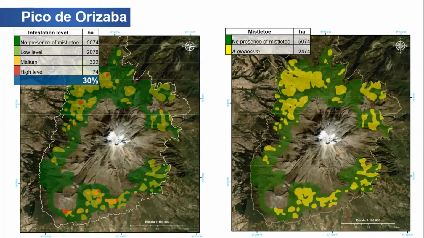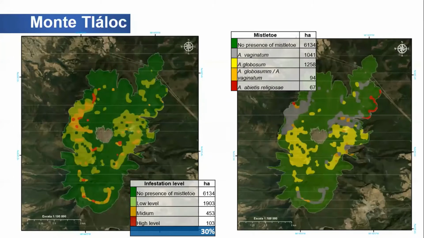Okay, sorry. And continue. Pico de Orizaba close to 30%. But I was talking about the organized crime because in some places it's not possible to work, because the forest now here in Mexico, or in some natural protected areas, is controlled by organized crime. And Monte Tlaloc is close to 30%, like the other mountains, and I think it's a real problem.